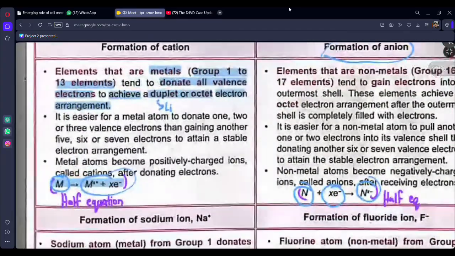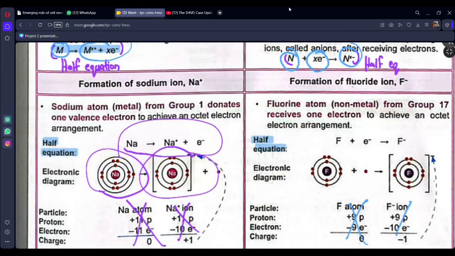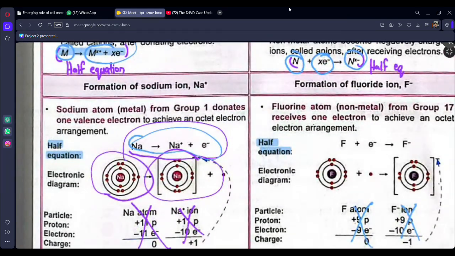Please remember that. Okay, formation of sodium ion, okay? I want you all to ignore these equations. They're not that important, because the equation is just concept which I taught you all before. Like when the charge become -1, when the charge become +1, I taught you all that already. Okay, these are half equations, okay?